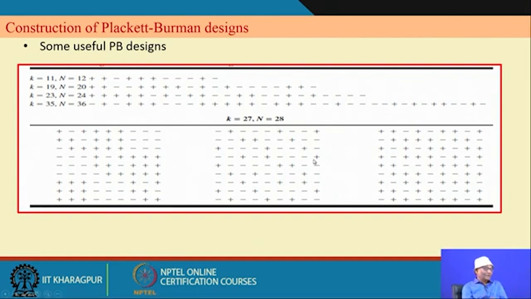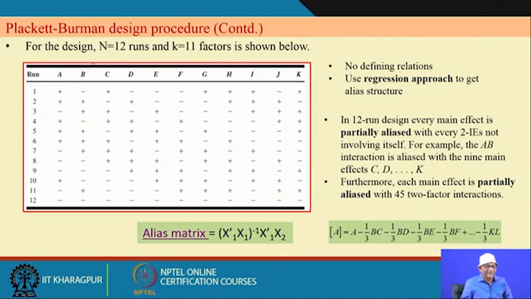So, when you start using Plackett-Burman designs, you first know the number of factors and what n value you want to choose, and accordingly you select one of the initial trials, the first trial, from the given plus minus signs, and you follow the cyclic process and get the complete design. This is what is presented here.